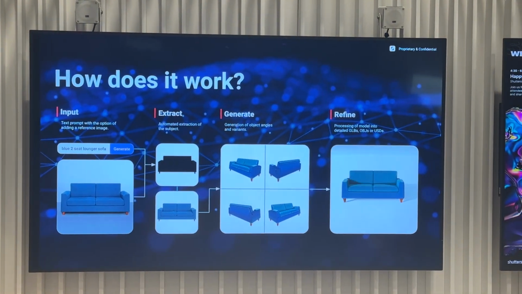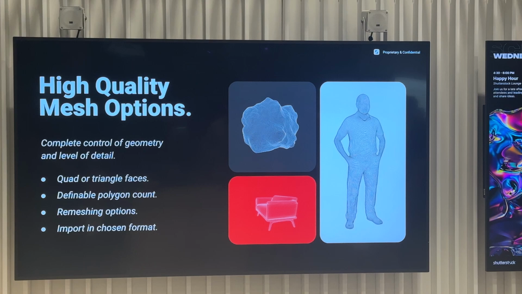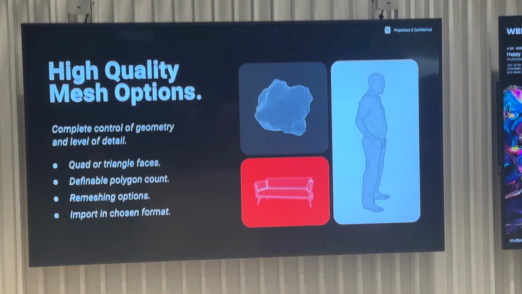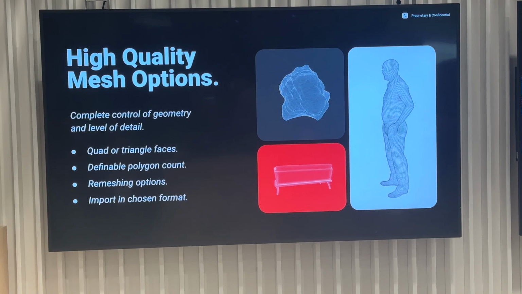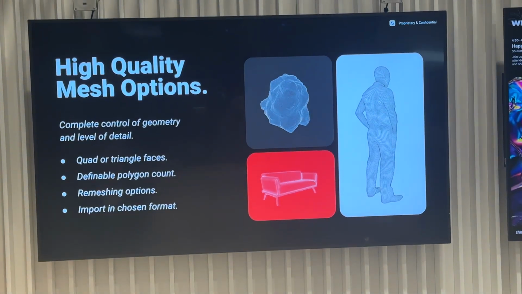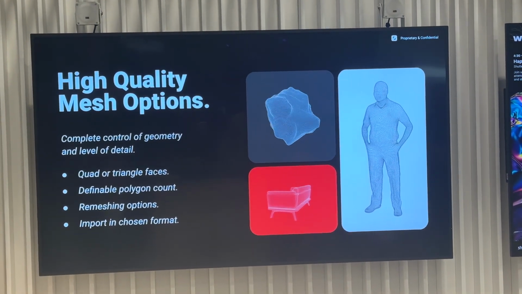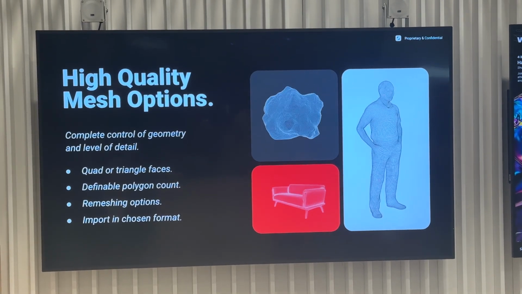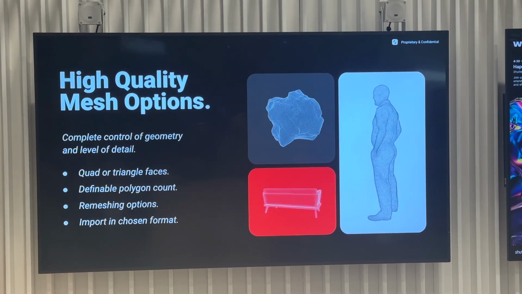Now, you're probably wondering, what about the meshes? Well, they're super high quality and you have complete control over them. You can choose whether you want quad or triangle faces. You can say how many polygons you want. If you don't like it, you can remesh it in different ways. And then the best part is you can import it in whatever format your production pipeline is working in.